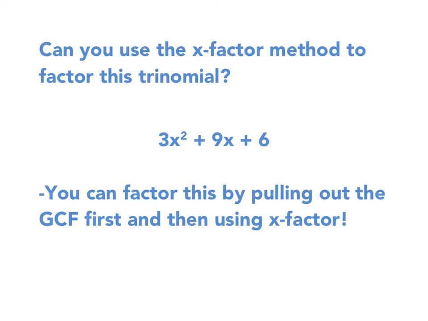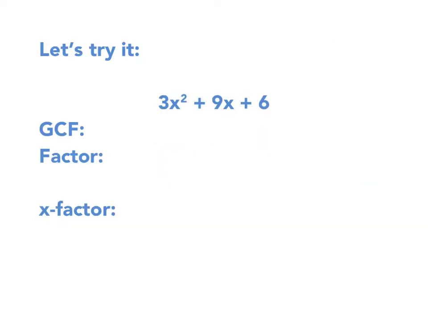So please get this down. You can factor this by pulling out the GCF first and then using X factor. So it's just one extra step that you have to do before getting started with the X factor method. So let's try it. Now the GCF, I see I have a 3, a 9, and a 6.